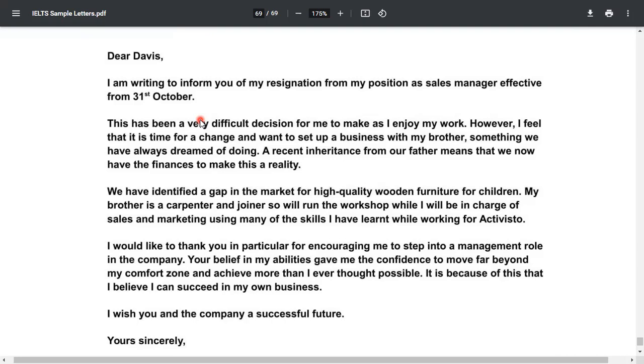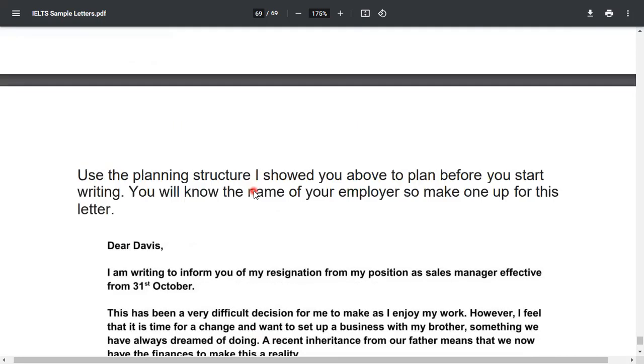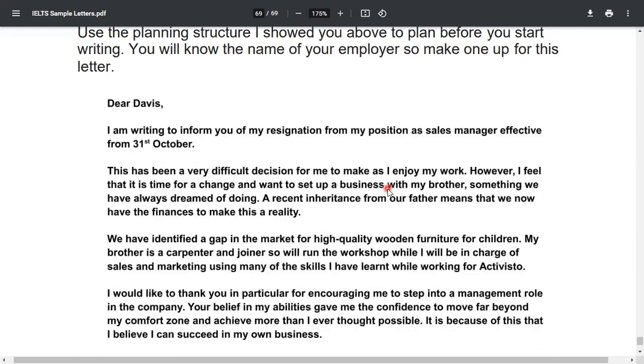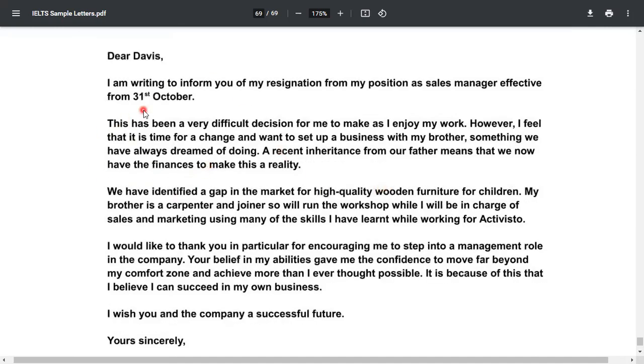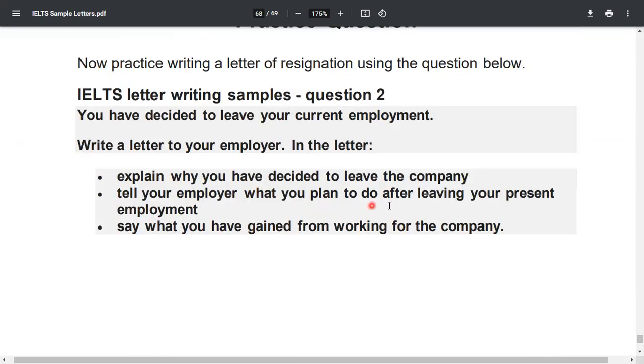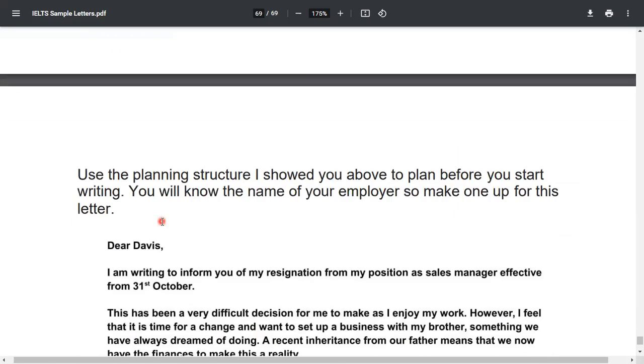Now, it says, this has been a very difficult decision for me to make as I enjoy my work. However, I feel that it is time for a change and want to set up a business with my brother, something we have always dreamed of doing. A recent inheritance from our father means that we now have the finances to make this a reality. So as you can see, that was the answer for the first question that says, explain why you have decided to leave the company, because I have inherited money from my father. It's okay, and I have explained everything. Now for the second bullet point that says, tell your employer what you plan to do after leaving your present employment. Let's see the answer.